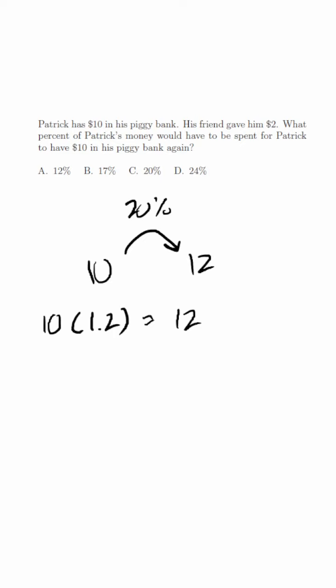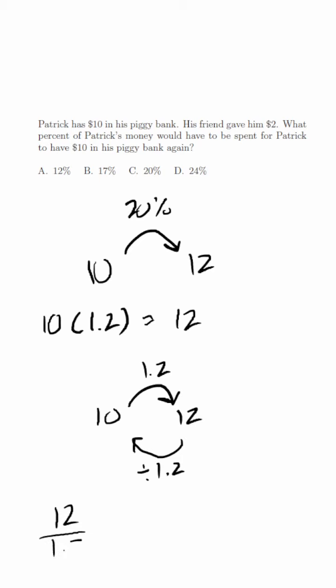Well, the opposite of that would be, if we're multiplying by 1.2, then to go back, we should divide by 1.2. Okay? And that's exactly what we do. 12 divided by 1.2 would actually get you 10. But mathematically, what does it mean to divide something by 1.2? How do I convert that in terms of what percent Patrick needs to spend?